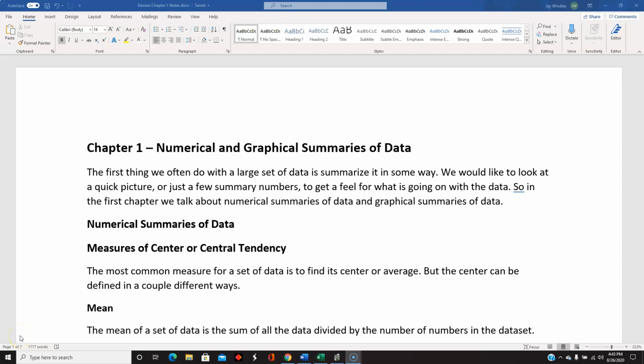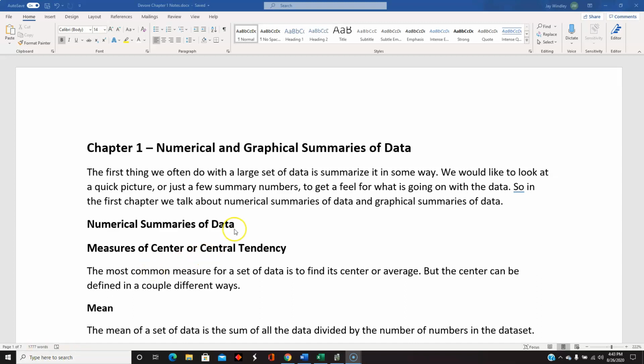Okay, so chapter one deals with numerical and graphical summaries of data. When we have a large set of numbers, often the first thing we want to do is try to summarize those numbers in some way, either by using just a few key numbers or with some kind of picture. This video will focus on the numerical summaries of data, and then there'll be another video for the other part of chapter one, which is the graphical summaries of data.